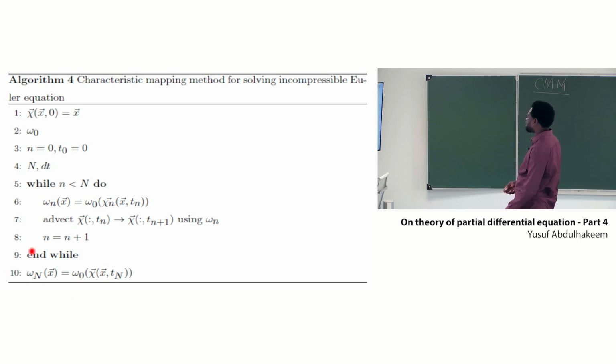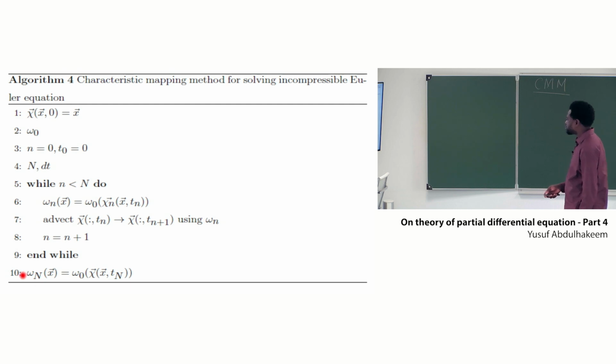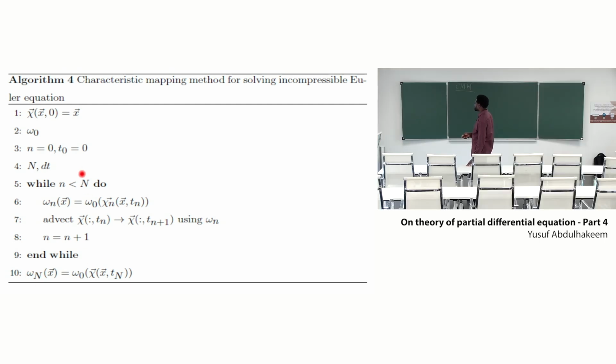That is the omega of n of x. So this is just a brief of the algorithm behind the characteristic mapping for solving the incompressible Euler equation.